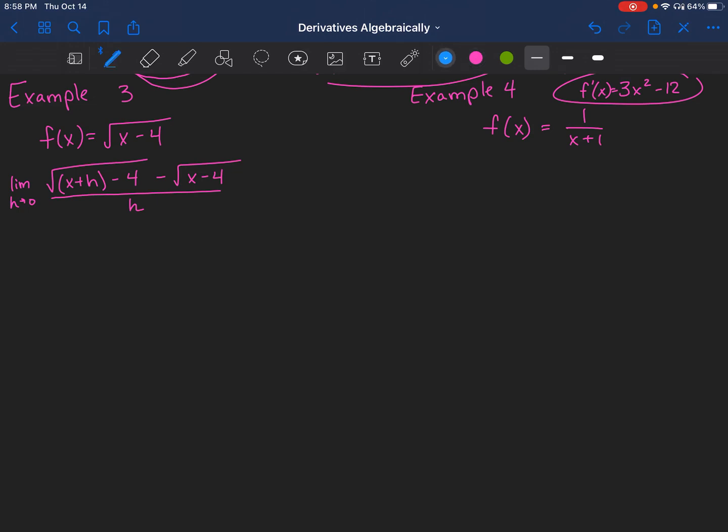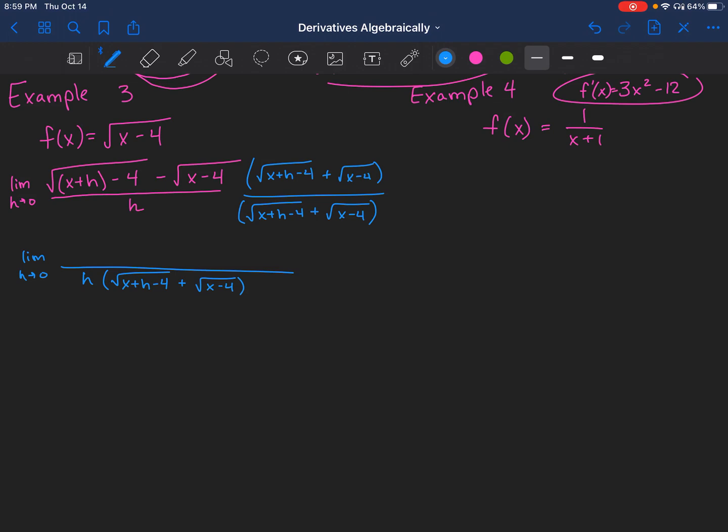So I'm going to try to multiply this thing by its conjugate, which is the square root of x plus h minus 4 plus the square root of x minus 4. And if I do it to the top, I got to do it to the bottom. So the square root of x plus h minus 4 plus the square root of x minus 4. All right, let's see what happens here. So in the denominator, let me write that down, limit as h approaches 0. I'm going to leave that separated out. So it's h times the square root of x plus h minus 4 plus the square root of x minus 4. In the numerator, we've got the square root of x plus h minus 4 times the square root of x plus h minus 4.